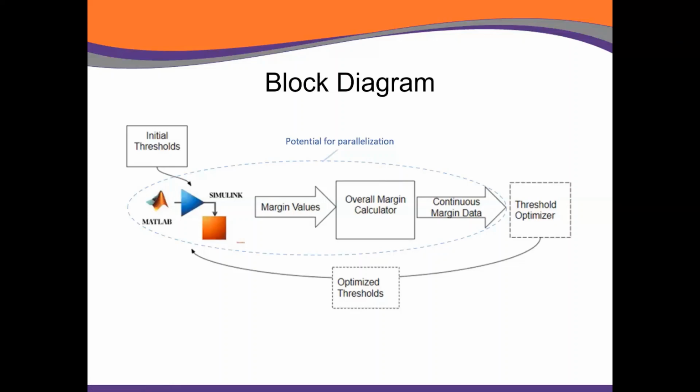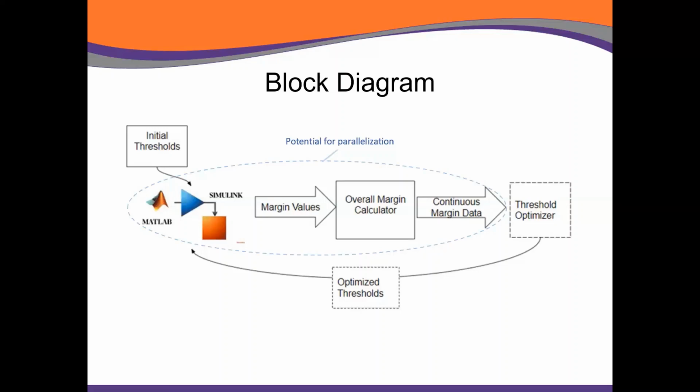Inside this blue oval, you can see the original code, which consists of a MATLAB script feeding inputs to a Simulink model, which produces individual margin values, which are combined to create the overall margin score for each case. It's this section of code that we saw potential to parallelize using MATLAB's parallel computing toolbox.